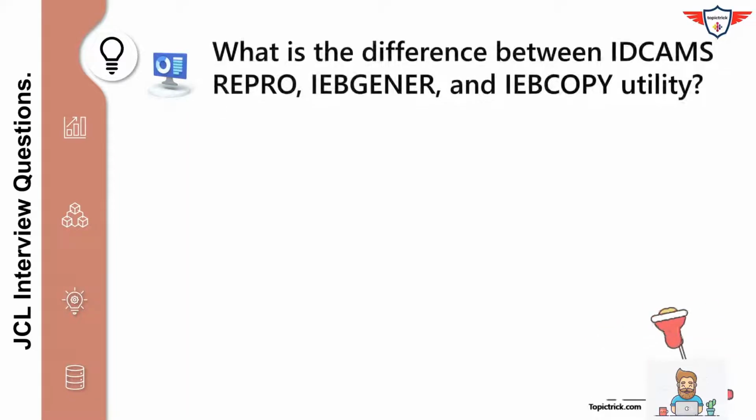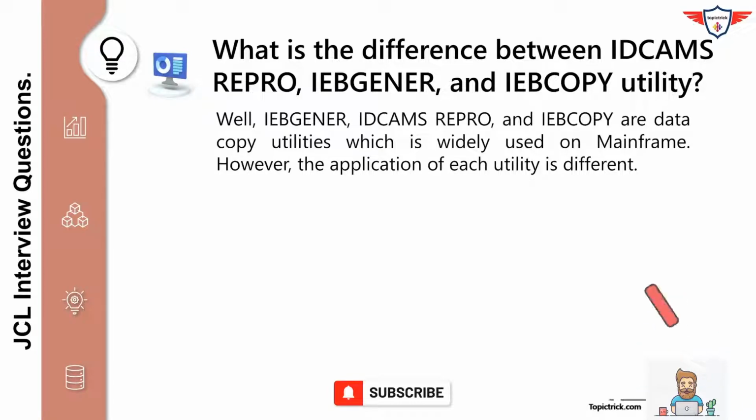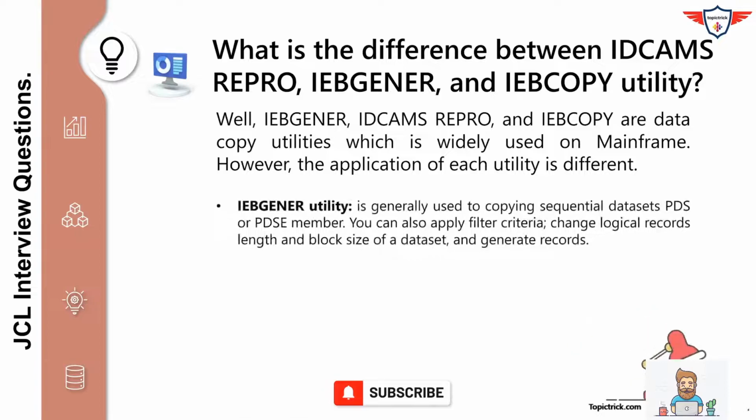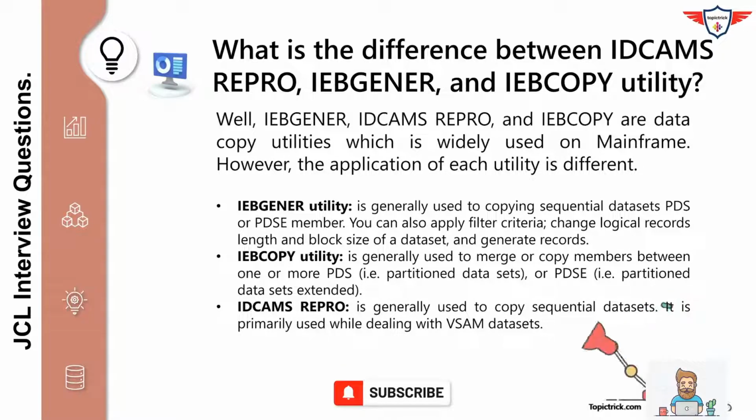What is the difference between IDCAMS REPRO, IEBGENER, and IEBCOPY utility? Well, IEBGENER, IDCAMS REPRO, and IEBCOPY are data copy utilities, which are widely used on mainframe. However, the application of each utility is different. IEBGENER utility in JCL is generally used for copying sequential datasets, PDS or PDSE members. You can also apply filter criteria, change logical record length and block size of a dataset, and generate records.